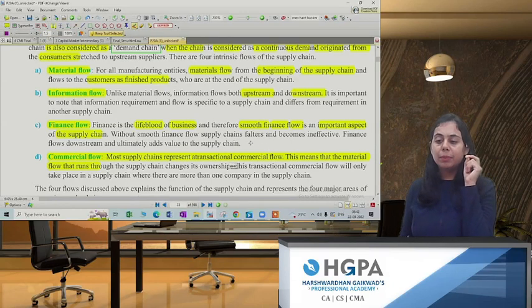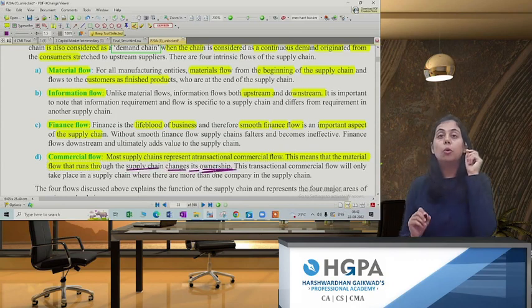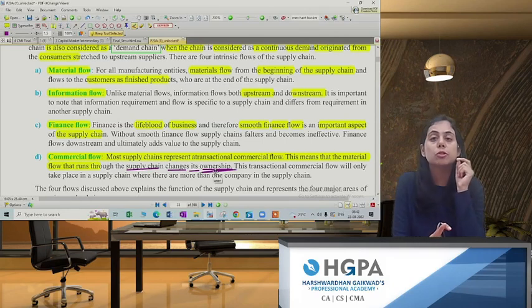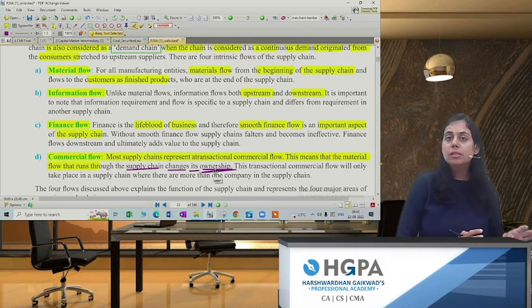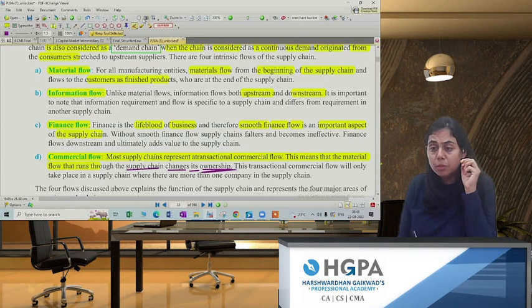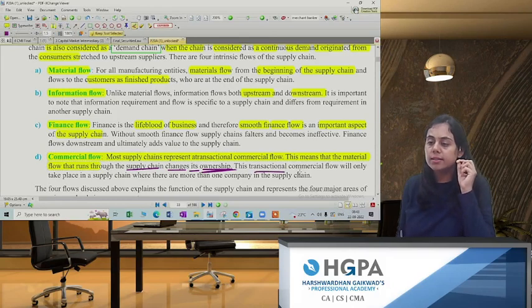Most supply chains represent a transactional commercial flow. This means that the business flow that runs throughout the supply chain is its ownership. Ownership, what does commercial mean? Commercial means you're doing it for the purpose of earning profit. The raw material person will give you the ownership of the raw material and take the money for that. The manufacturing person will take the ownership of the raw material, but will tell the employees to work and will give them the salary. So commercial means what? Everyone working here is working for a commercial purpose. Like the salaried person will be earning the salary, the raw material person will be earning the cost for which he has made the raw material. So the important word here is that in supply chain there will always be a change in the ownership. This transactional commercial flow will only take place in the supply chain.